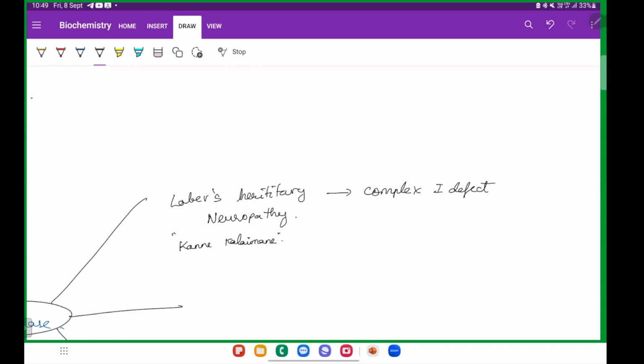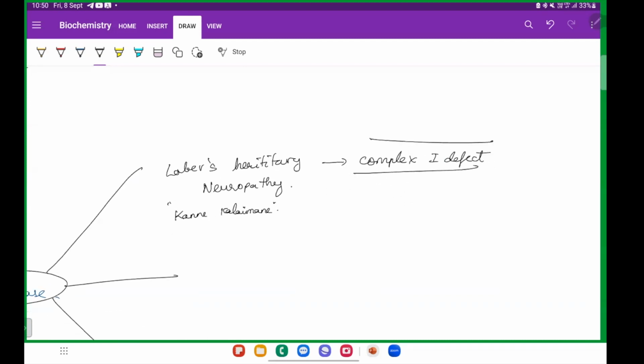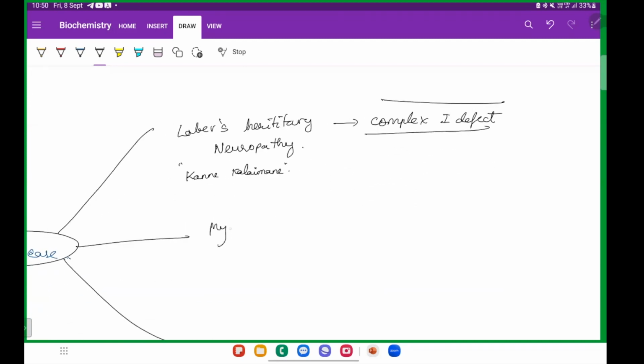Okay, it's a complex 1 defect, and blindness will be there, and cardiac conduction defect will be there. So blindness, along with that you will have cardiac conduction defect. Second thing is going to be myoclonic epilepsy, ragged red fiber. Okay, so disease, ragged red fiber disease.